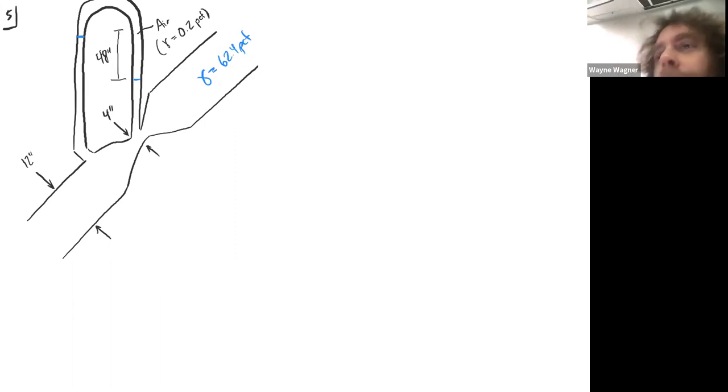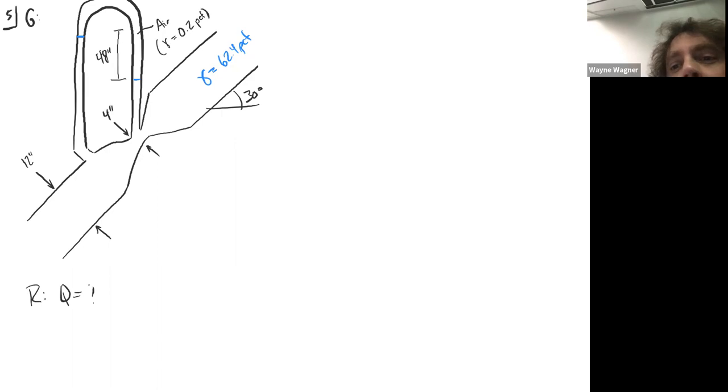Okay, and then it tells us this angle is 30 degrees. I don't remember if we need that, but it's always useful to know these things. All right, so then what they want to know is this is given, and what's required is the flow rate. Okay, these are my favorite problems.